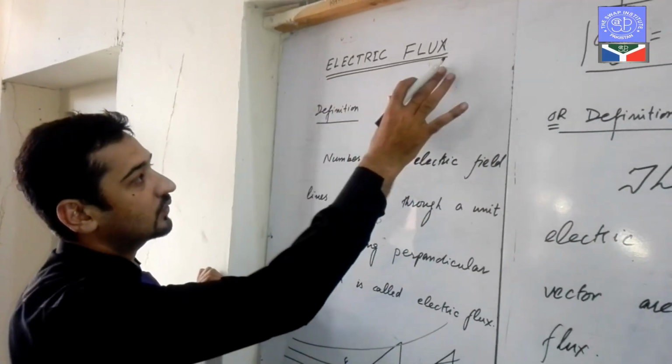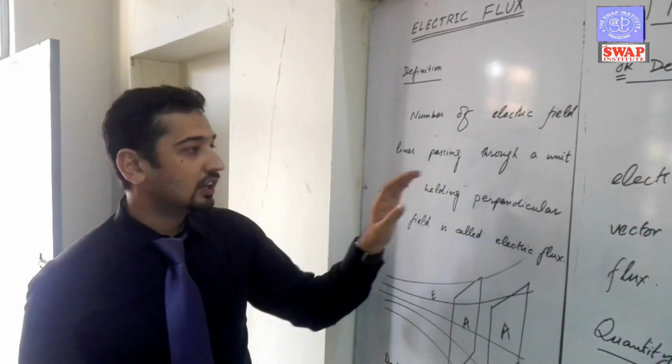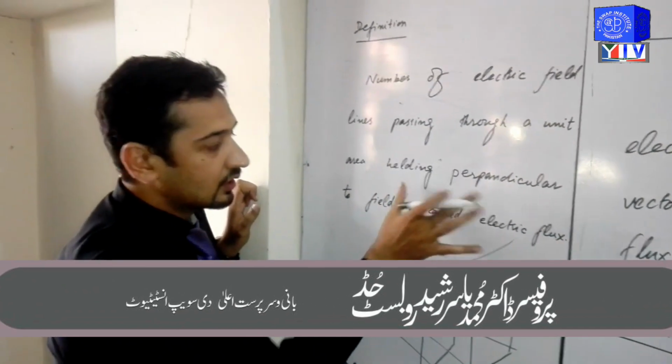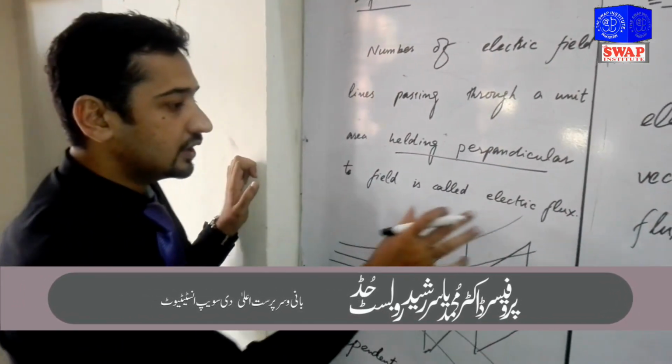Today our topic is electric flux. The definition of electric flux basically is the number of electric field lines passing through the unit area held perpendicular. This is the restriction. The perpendicular area to the field is called electric flux.